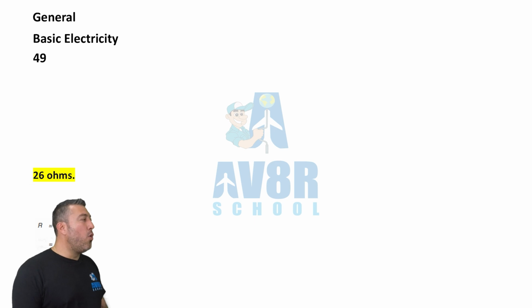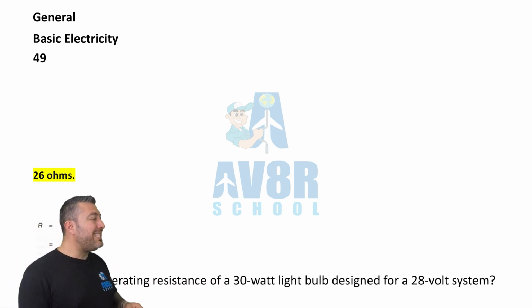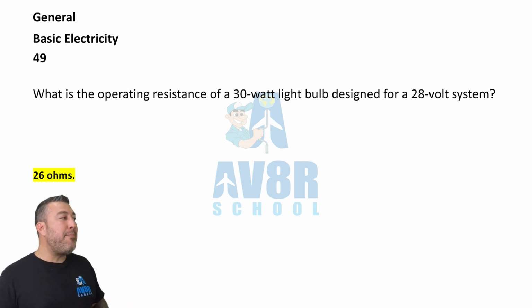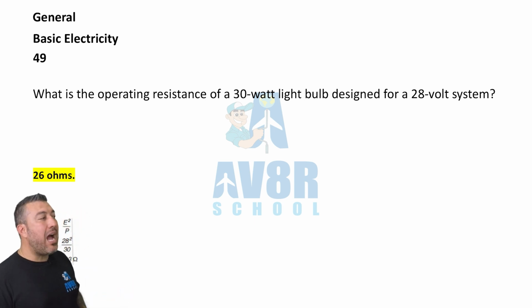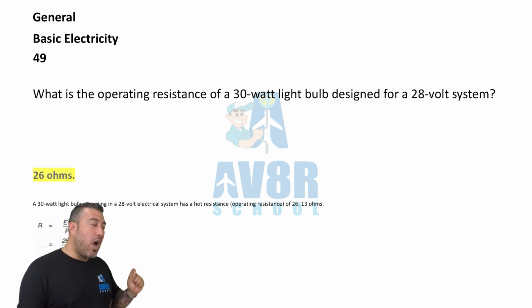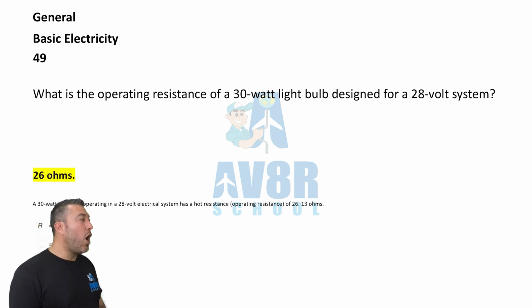Question 49, they're asking for 26 ohms. What is the operating resistance of a 30-watt light bulb designed for a 28-volt system? 26 ohms.